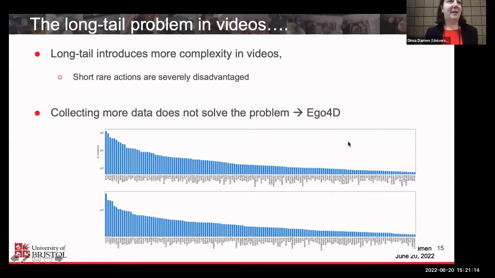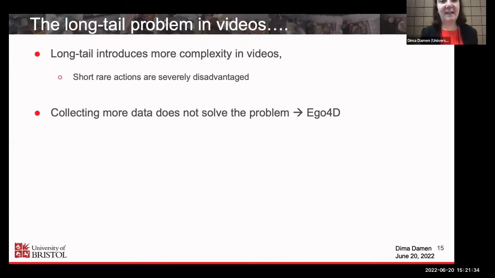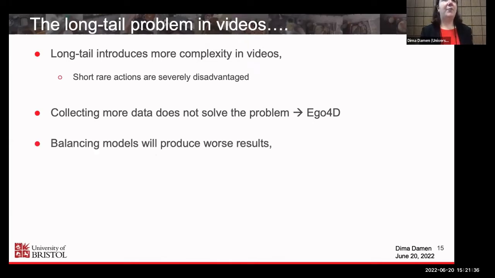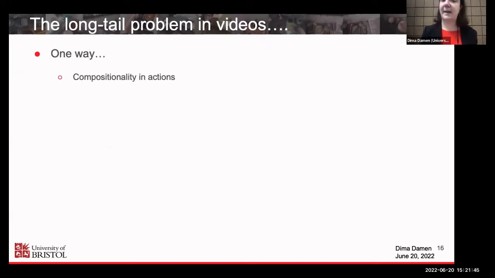So if you've heard about Epic Kitchens, you might have heard about this brilliant effort led by Meta AI and Kristen Grauman to collect Ego4D. And we've scaled from 100 hours to 6,700 hours, and we still have the same problem. This is log scaled. We still have the same long tail, and whatever you do, as long as you have a limited number of examples of something in the world, that doesn't solve it. And of course, saying, I want to have a balanced model, let me throw away the majority of my frequent actions, produces worse results. So we really don't know what to do with this next step.